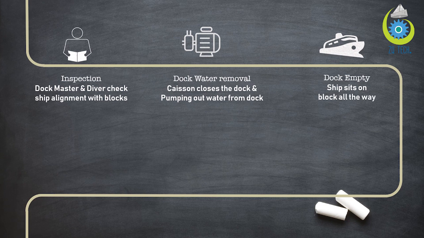Dock empty. When the dock is out of water, or the dock becomes empty, then the ship sits on the blocks all the way. Now the ship's whole weight is borne by the blocks. After this, shore power. Shore power is supplied to run the ballast pumps. In the ship, we need to empty the ballast tanks, so there is a need to run the ballast pumps. That's why shore power is supplied from outside the ship, alongside the dock platform.